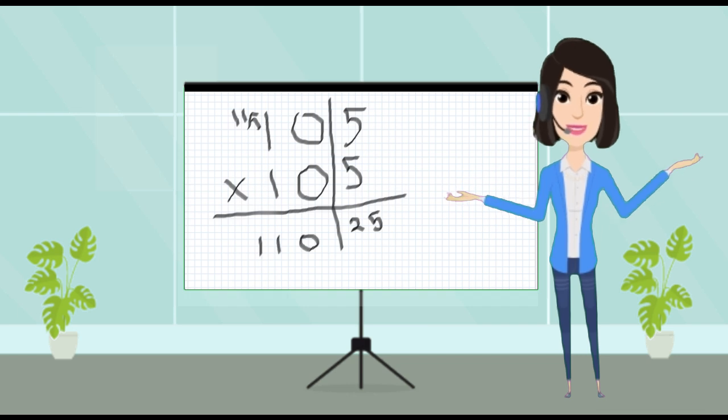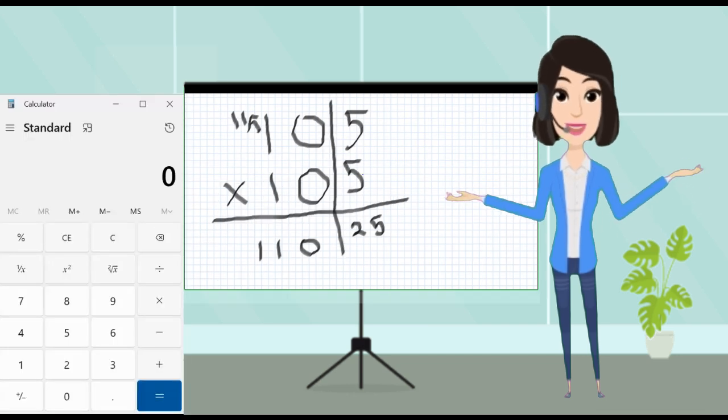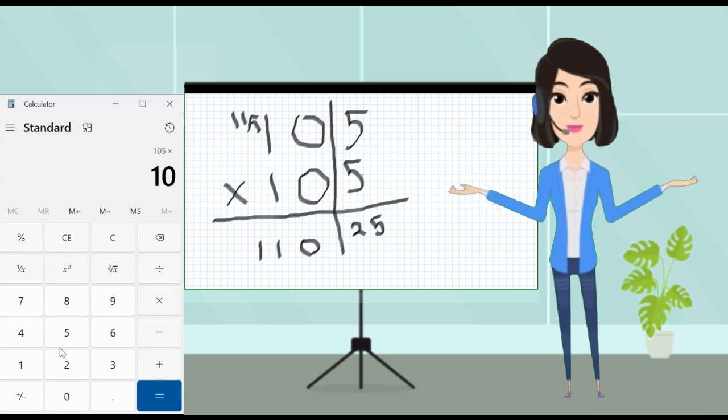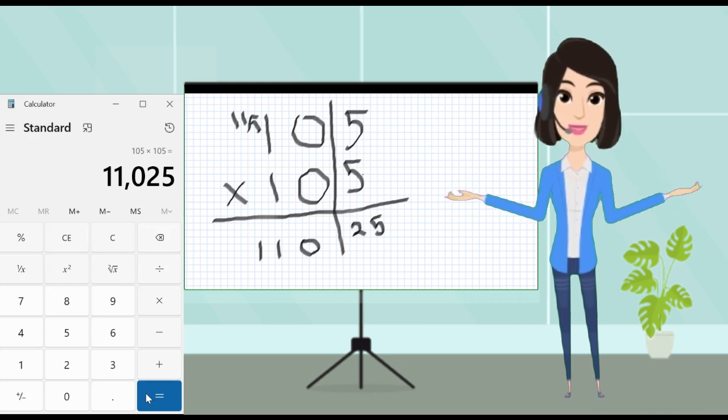Let's check it in the calculator. So the equation was 105 times 105. And the answer is 11025. The exact same answer we got. Yippee!